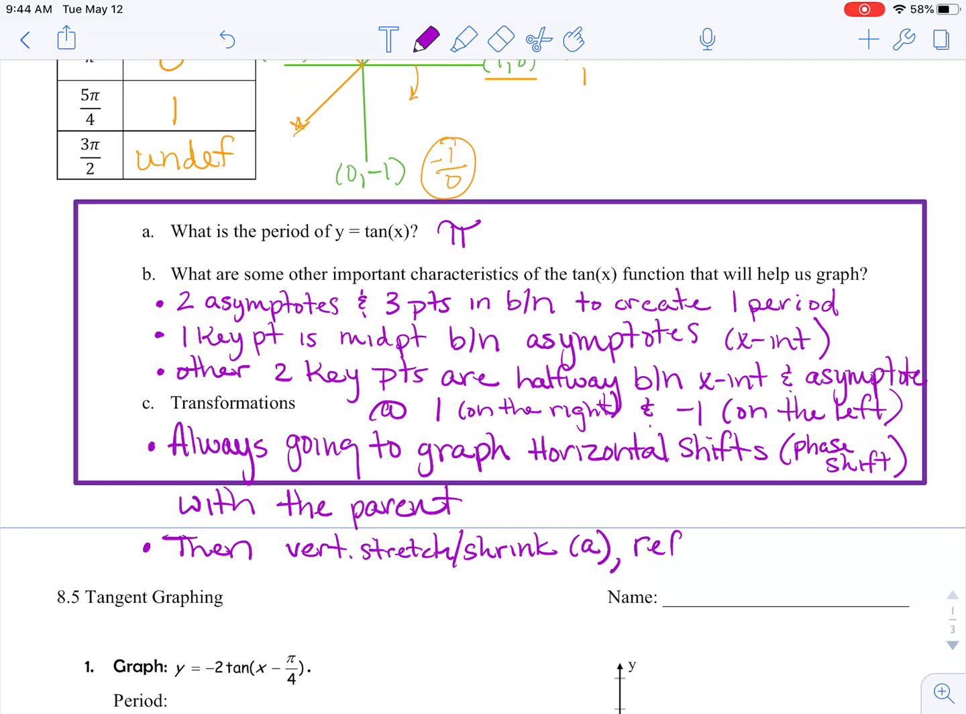Then we can do any reflections. Remember, those are your negatives. And then lastly, we will do any vertical shifts, the up, down. And remember that in the case of our tangent and trig setups, that is our D value.